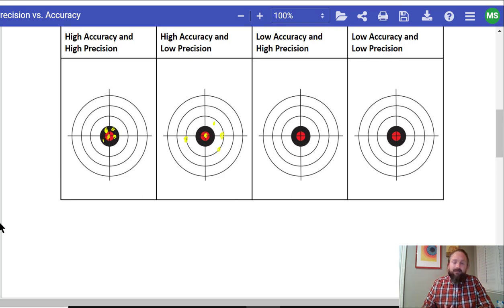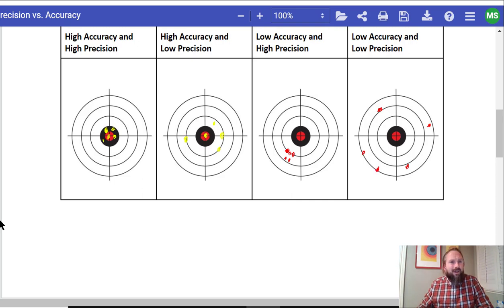Now, if you have high precision but you're not accurate, let's go red this time. You go bam, bam, bam, bam, bam. Everyone's going to look at you and be like, well, you didn't hit the bullseye, but you got them all in the right spot. So if you're aiming and you fire some shots at the range, and you hit all in the same area, that means you held it pretty steady. Now, if you have low accuracy and low precision, well, that means it's all over the place.